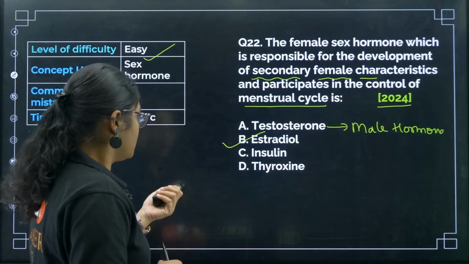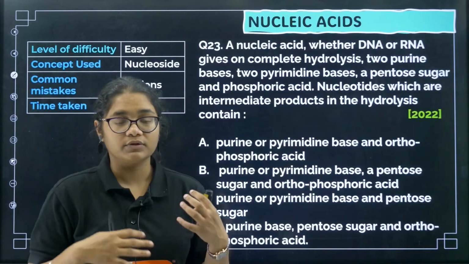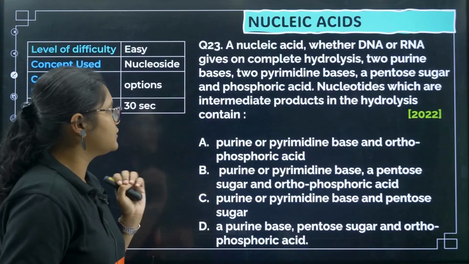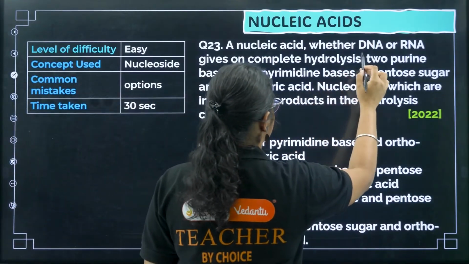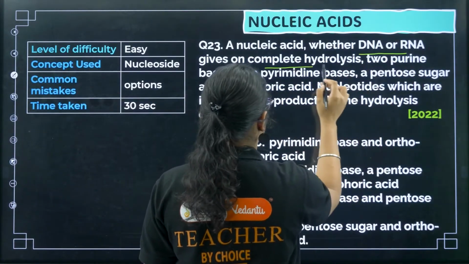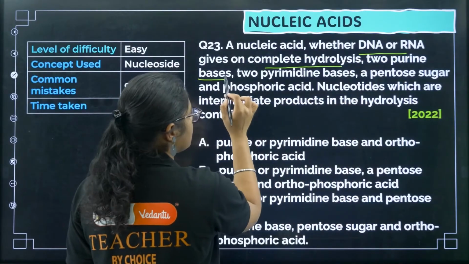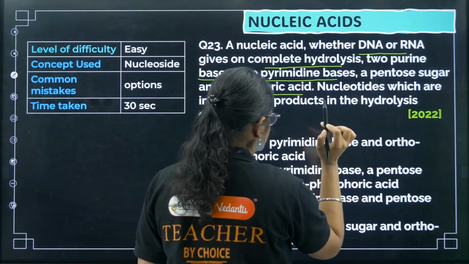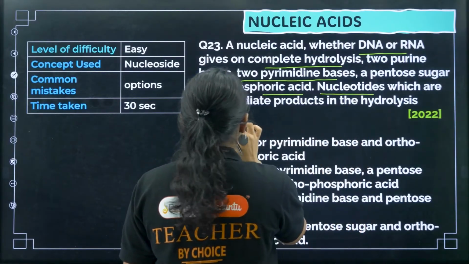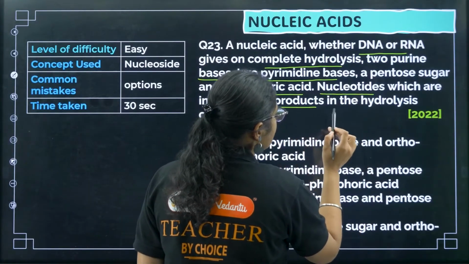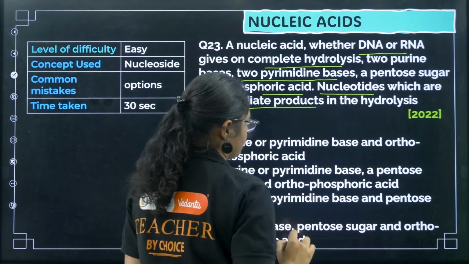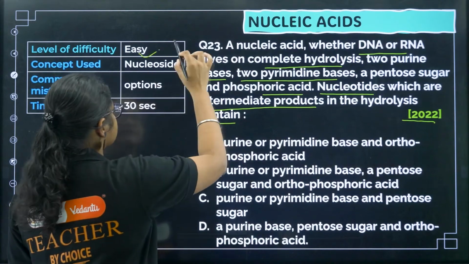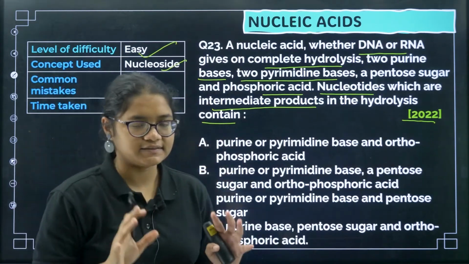Okay, fine. Next, coming to the last biomolecule in the book, that is nucleic acids. A nucleic acid, whether DNA or RNA, gives on complete hydrolysis two purine bases, two pyrimidine bases, a pentose sugar and a phosphoric acid. Nucleotides, which are intermediate products in the hydrolysis, contain. This question was asked in 2022 based on the nucleotide hydrolysis, a very easy question.